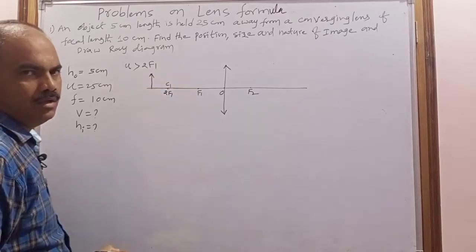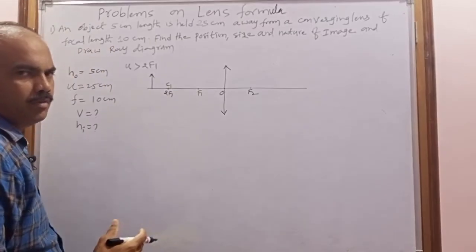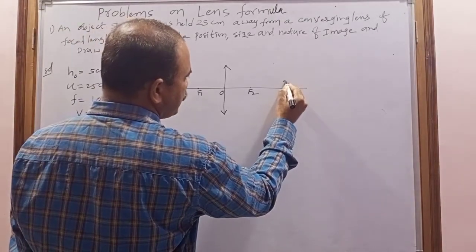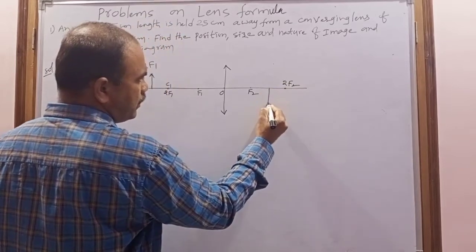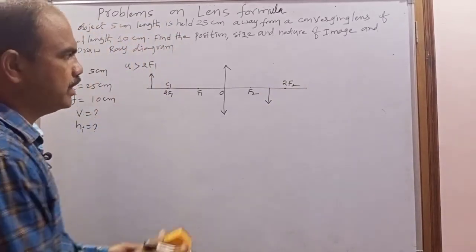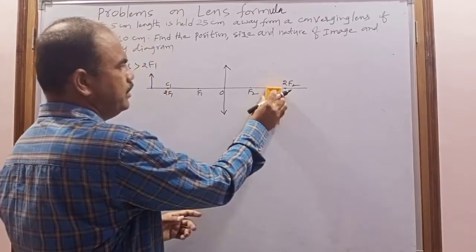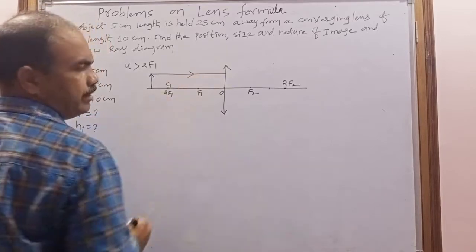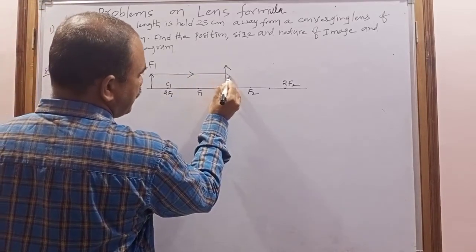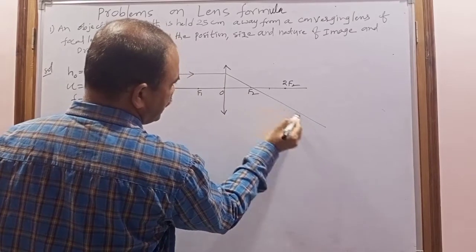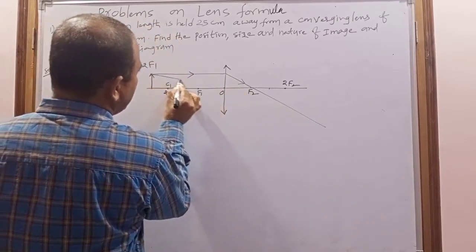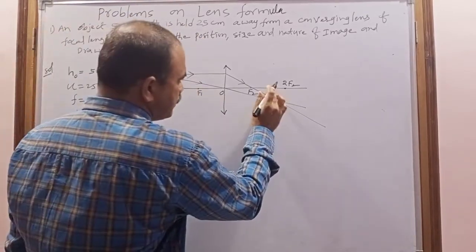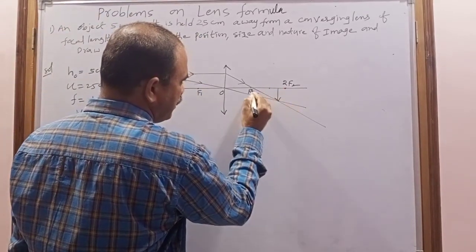So now you know the different types of image formed by the convex lens. The image can be formed between f2 and 2f2. Draw the diagram. This is an incident ray that is parallel to the principal axis. After refraction it passes through the focus on the other side of the lens. Next I am taking another ray that passes through the optic center, so it continues along the same path. The image is formed between f2 and 2f2.